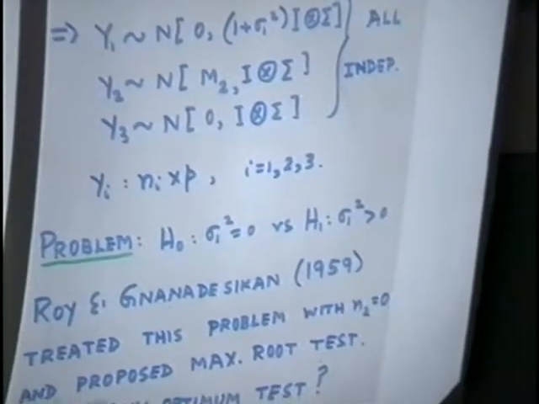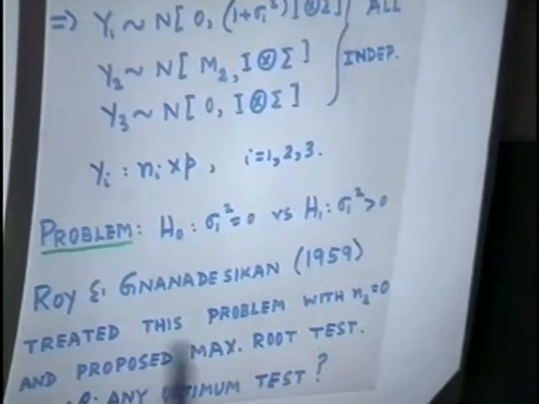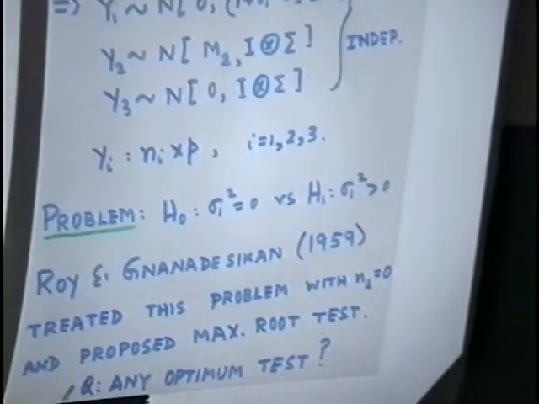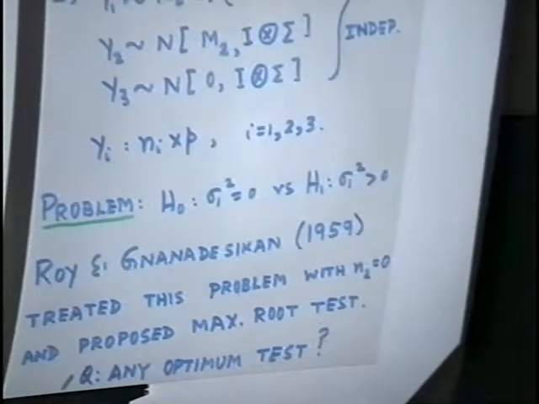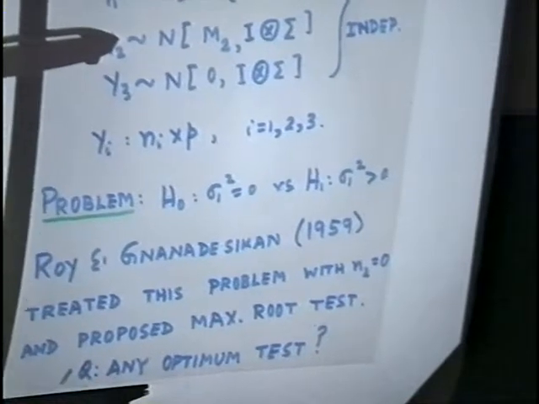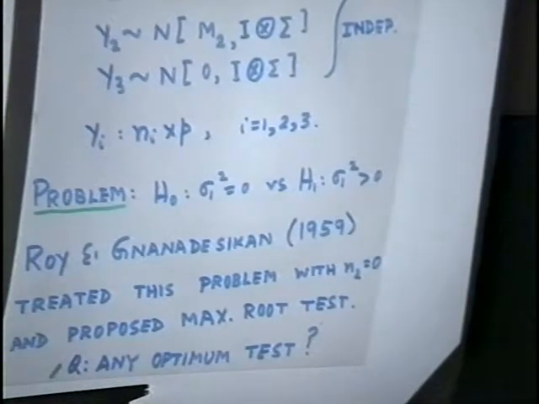And I looked at the literature. The first time it was treated by Roy and Ganadesikan in 1959 in the Annals. They looked at this problem. Of course, they took N2 to be 0, which means they didn't have Y2. They had only Y1 and Y3. And they proposed the maximum root test for this problem. And the question is whether the maximum root test has any optimum property. If not, what should be an optimum test for this problem?